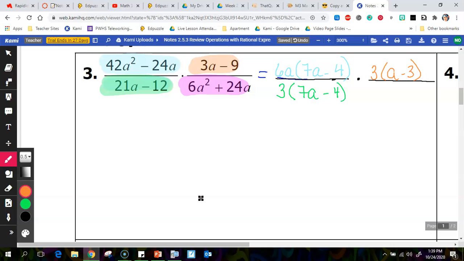And then the purple part. Let's see, what can we take out of that? A 6a. What does that leave? A plus 4. Okay, so now we can start.